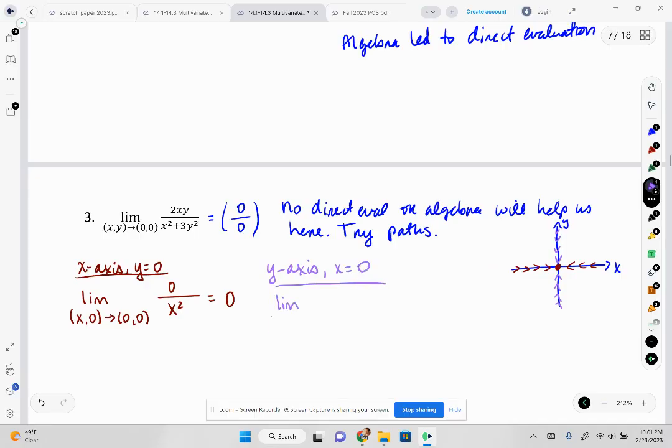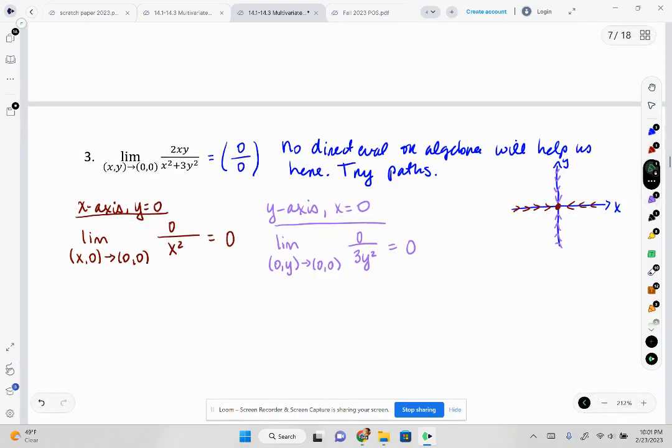So again, I do the same thing, take the limit, and now x is being fixed to be 0 and y is varying. So it's the limit as (0, y) approaches (0, 0). Now I'm going to go through my function, and everywhere there's an x, I'm going to put in a 0. That gives me 0 over 3y squared. And 0 over anything is 0, and the limit of 0 is 0. Okay, two paths. I got 0 both times. I'm starting to think maybe it's 0, but it's not okay for me to make that conclusion yet. I need to try a different path.